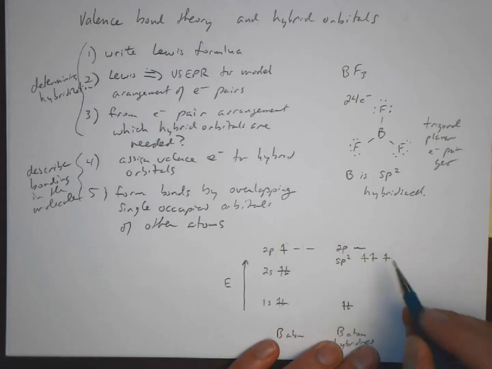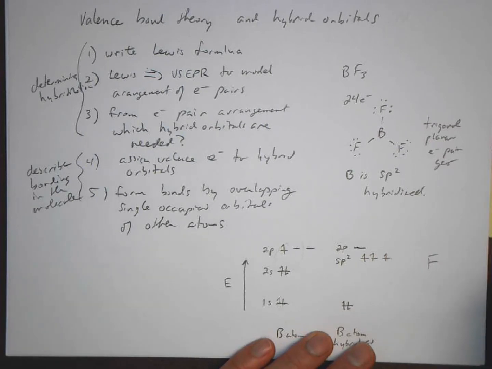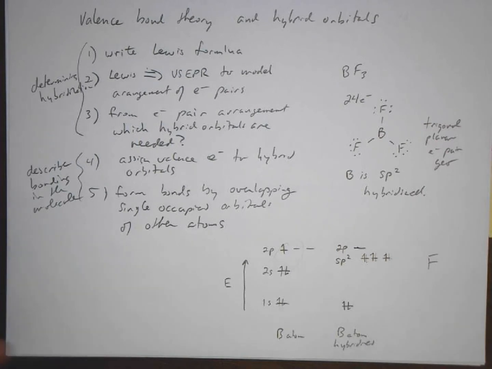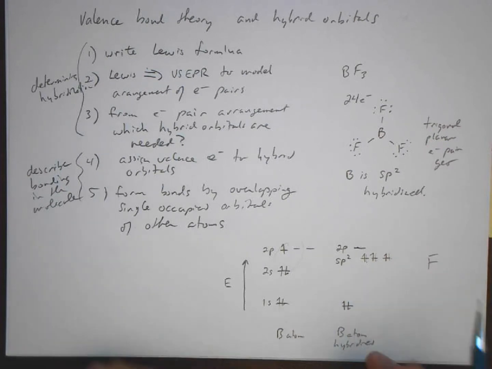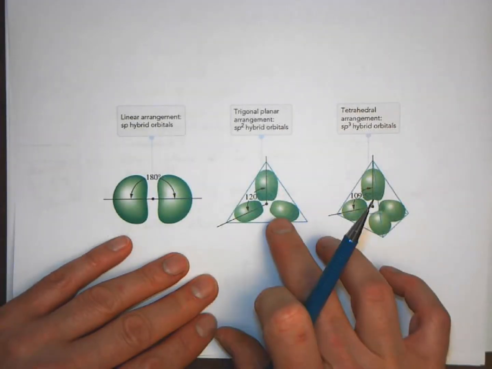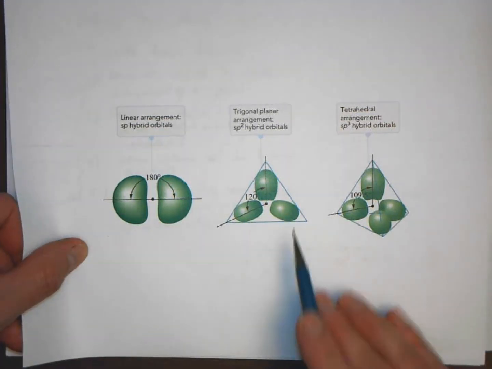Now we have these 3 equivalent orbitals, and what's going to happen is the fluorine, which has a p orbital that's free, is going to come in with its p orbital and share an electron. Each of the 3 fluorines is going to share 1 electron and overlap its 2p orbital with an sp2 hybrid orbital, so the valence orbitals of the fluorine overlap with the sp2 hybrids to make our bond.